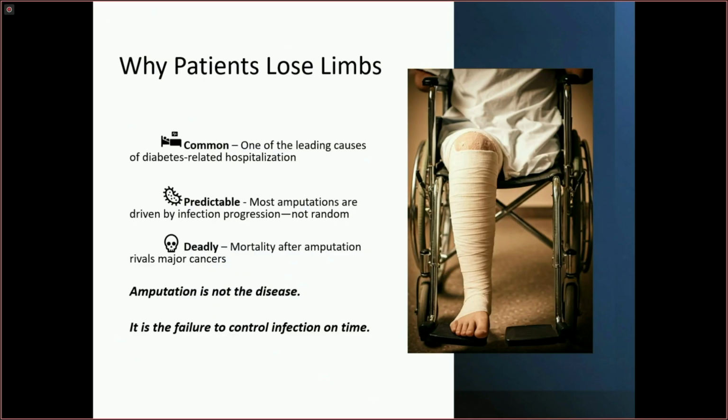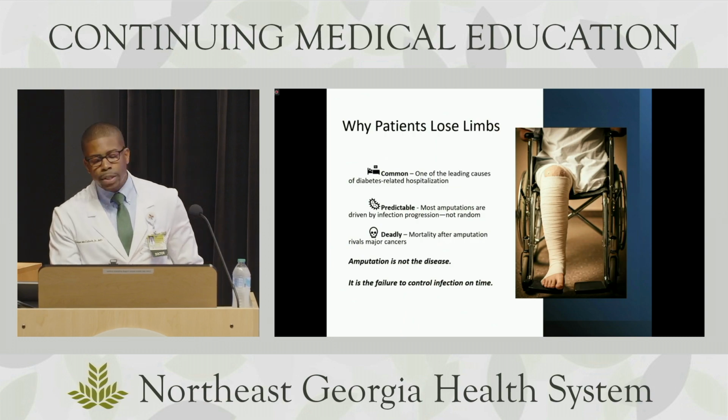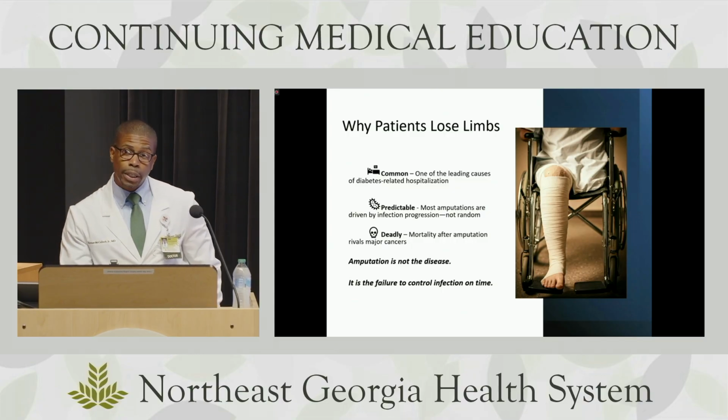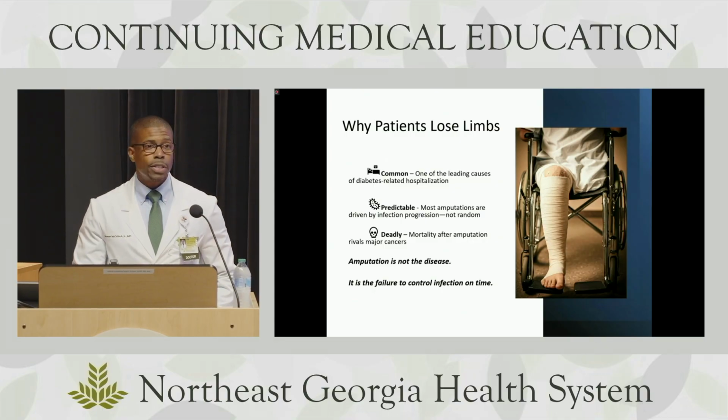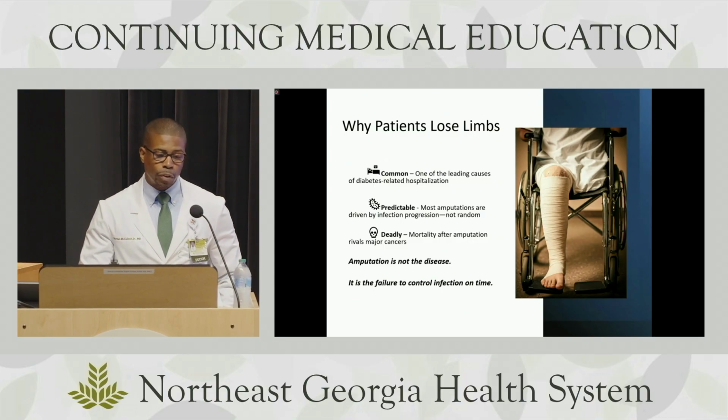Every 3 minutes and 30 seconds in the United States, a limb is amputated due to diabetes. Diabetic foot infection is the leading cause of diabetes-related hospitalization, and most amputations are preceded by diabetic foot ulcer and subsequent infection. What's often missed is that once a patient reaches amputation, we're no longer in a preventative phase, we're in salvage failure. And importantly, mortality after a major amputation rivals many cancers. So this is not just a limb issue, this is a survival issue.